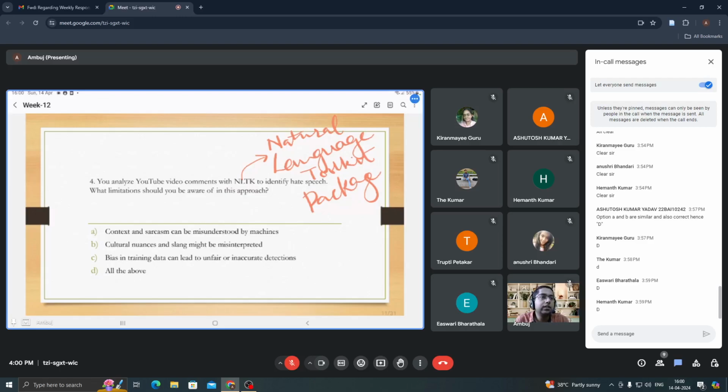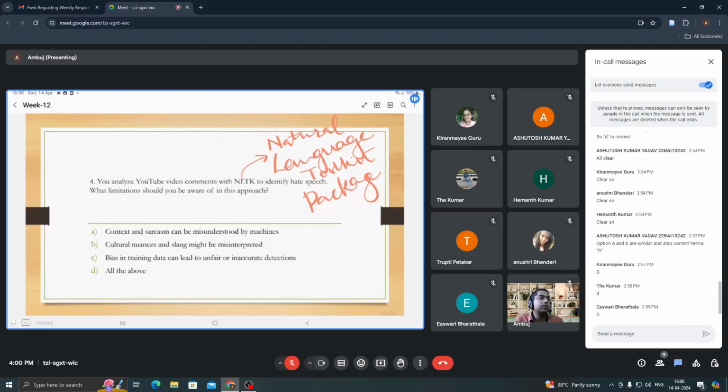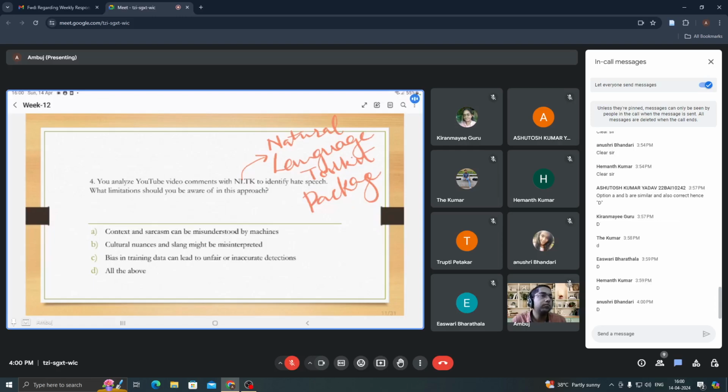Hemant Kumar says C, D. Okay, great. Who are left? Please answer. Anushri is left. Trupti is left. They can answer. Ashutosh is also left. Okay, Ashutosh has answered option D. Great, no problem. Anushri is saying D. Great.